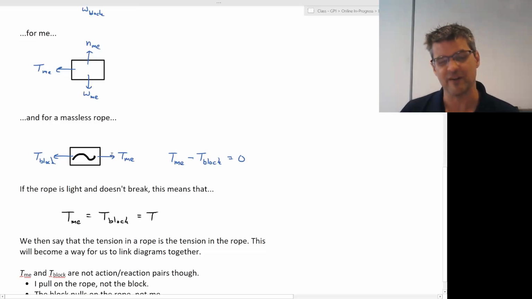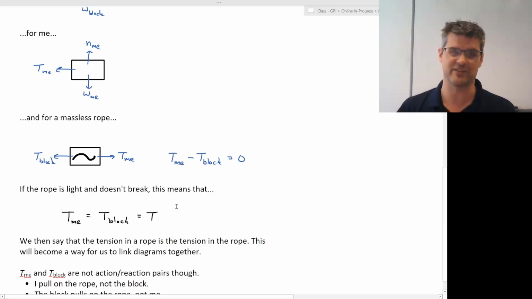And for the rope, there is some tension that I am putting on the rope. There is some tension that the block is putting on the rope. Now, if this is a massless rope, even though T me is a vector to the right, and T block is a vector to the left, maybe it has some acceleration. That's totally fine. But if it is a massless rope, T me minus T block is equal to 0, which means that the force that's put on me and the force that's put on the block are related to each other. They have some uniform tension.